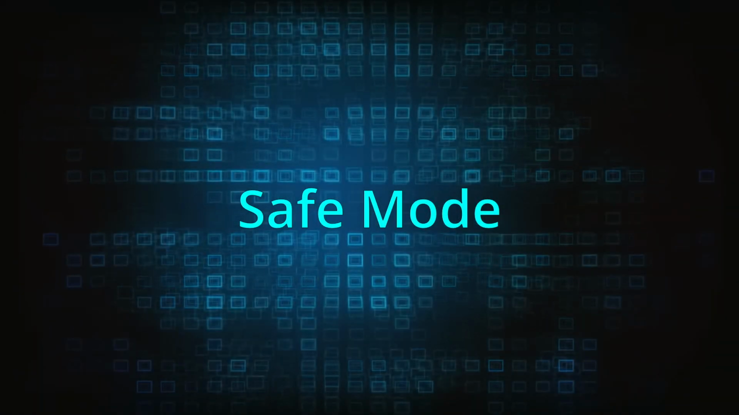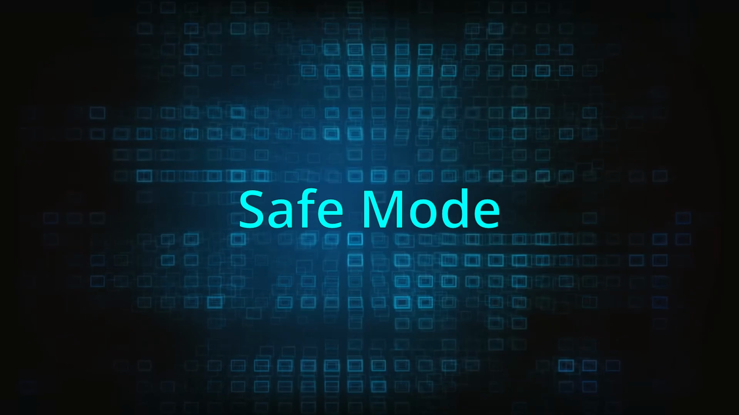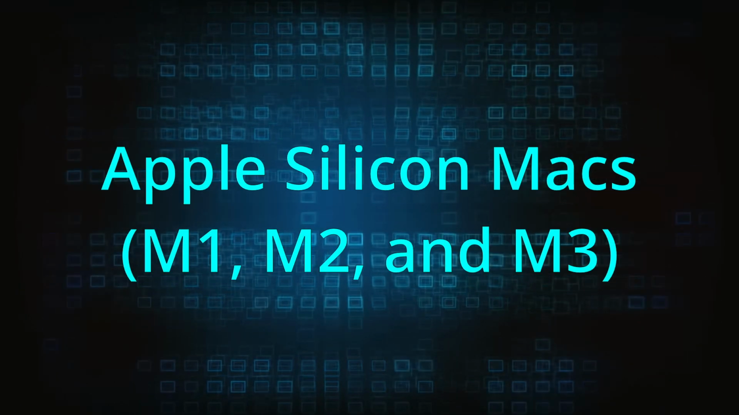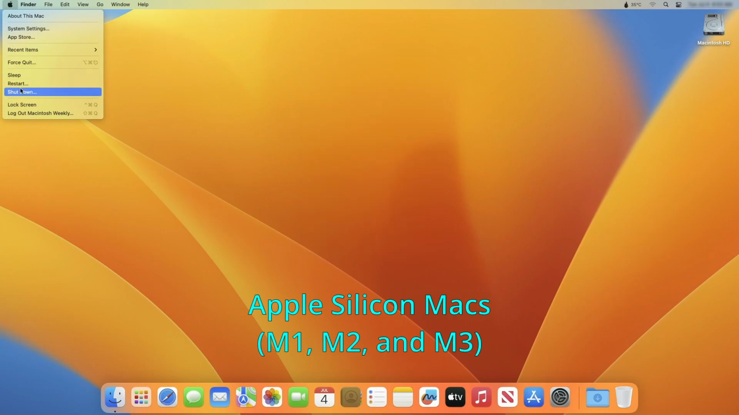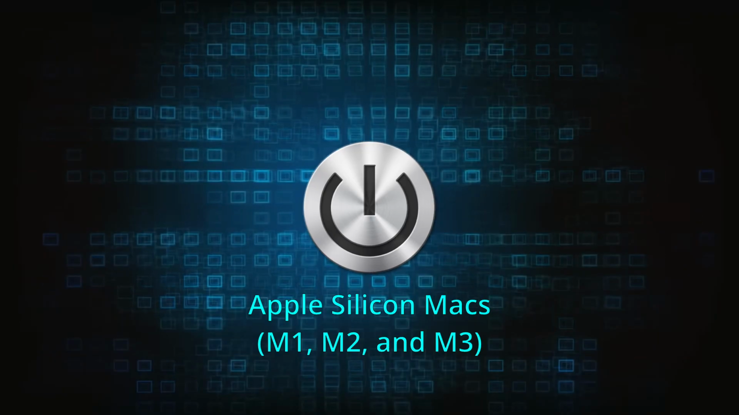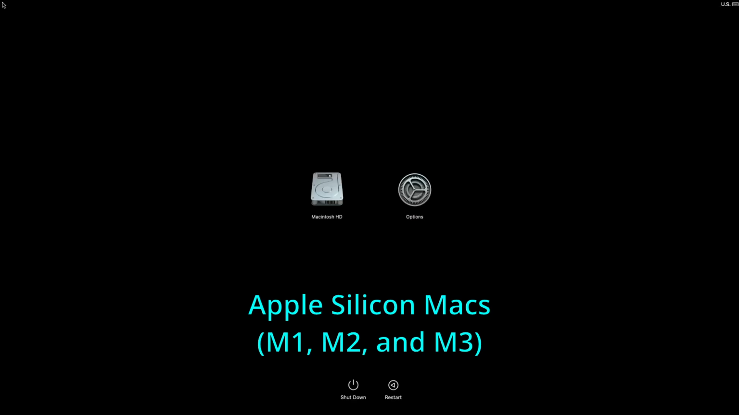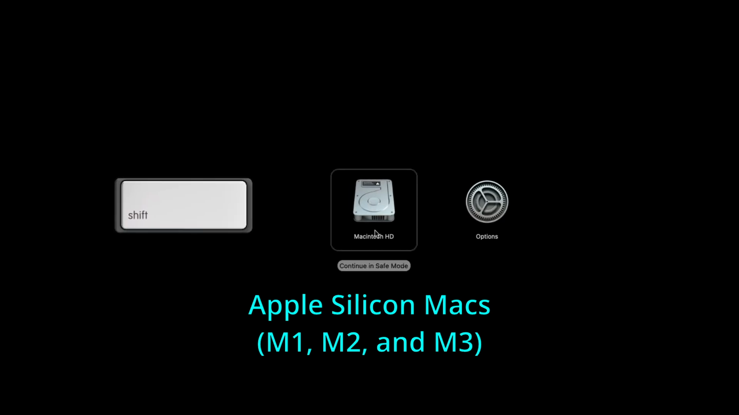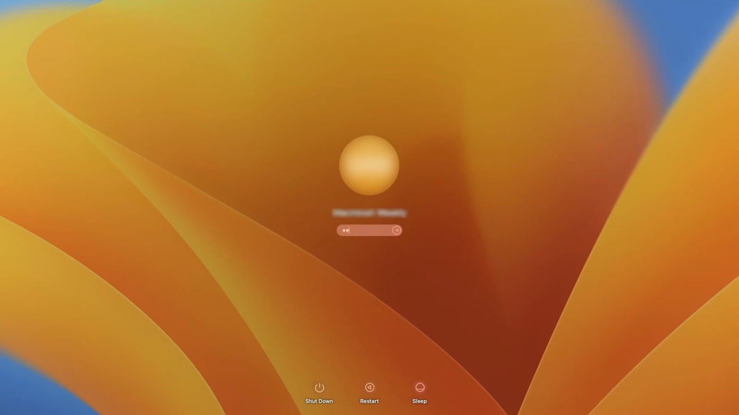Before doing anything else, we recommend entering safe mode on your Mac. Depending on what type of Mac you're using, the process will be slightly different. For Apple Silicon Macs, turn off the machine and then hold down the power button until the loading startup options screen appears. Then hold down Shift, click on your hard drive, and click Continue in safe mode. After that, simply log in and you're good to go.